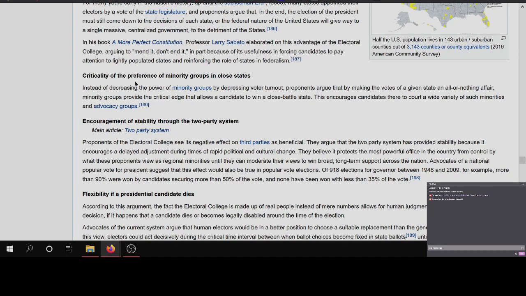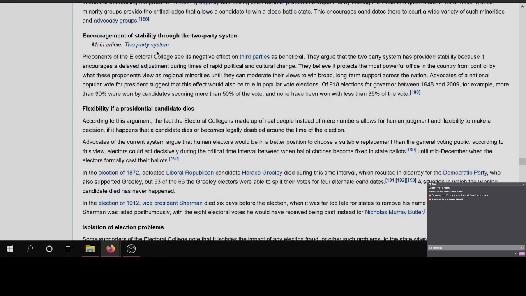Then the criticality of the preference of minority groups in closed states. Instead of decreasing the power of minority groups by depressing voter turnout, proponents argue that by making the votes of given states an all-or-nothing affair, minority groups provide the critical edge that allows candidates to win in close battleground states. So this goes with the demographics of your voters.